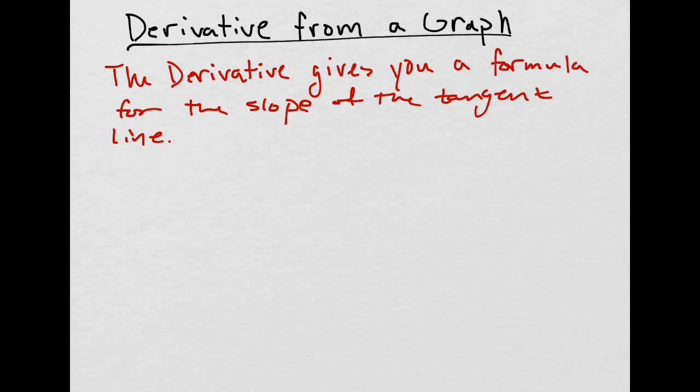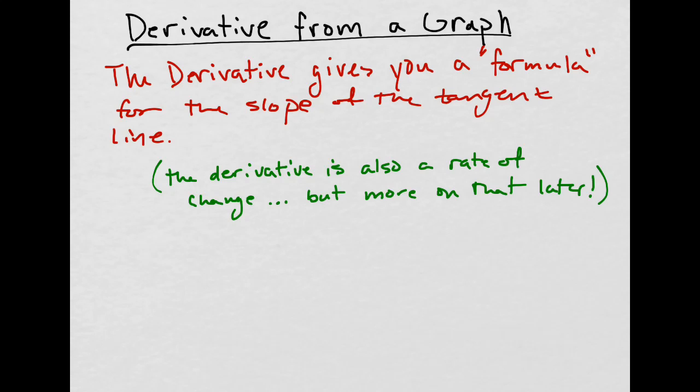We already know that the derivative gives you a formula for the slope of the tangent line, and I'm gonna put that in quotations. Anytime you think derivative, you can think of, oh, it's the slope of the tangent line. You can also think that it's a rate of change of the x. We'll get into that a little bit later, but it's also a rate of change. I guess I'm going to write that too.